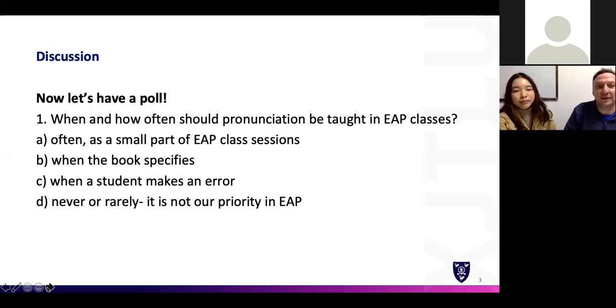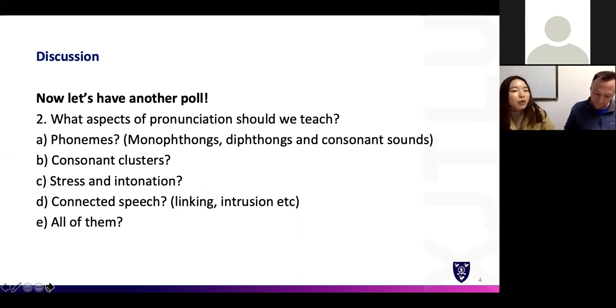Okay. Let's go to the next slide. Now let's have another poll. What aspects of pronunciation should we teach? Maybe you can also type your choice in the chatting area. A, phonemes, including monophthongs, diphthongs, and consonant sounds. B, consonant clusters. C, stress and intonation. D, connected speech, for example, linking, intrusion, etc. And E, all of them.